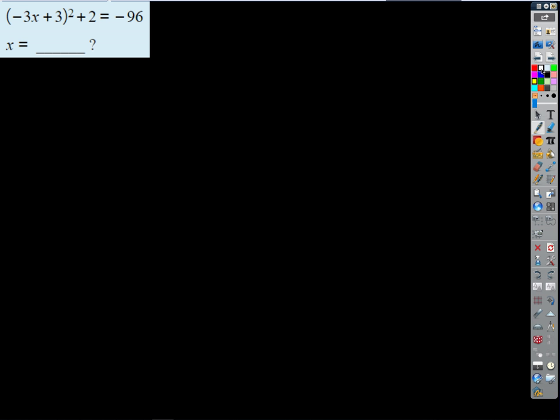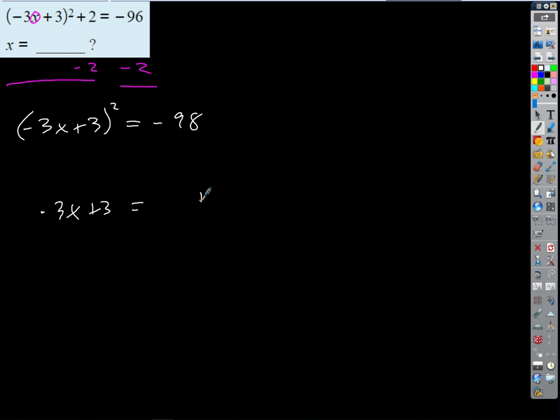Isolate x, there's a single x. So what are the steps I would go through to get that x by itself? First I would what? So we're going to get negative 3x plus 3 squared equals negative 98. Now what? Square root both sides. So that's going to give us negative 3x plus 3 equals plus or minus. What's the square root of negative 98 going to be?